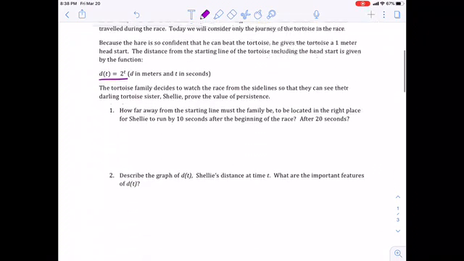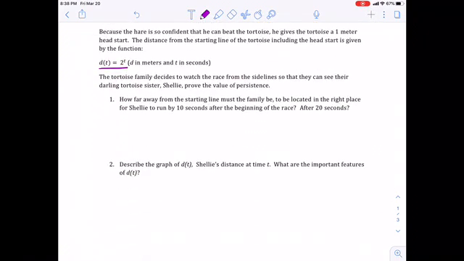So it starts out with this story about a tortoise named Shelley, and her family is coming to watch her run the race. First question, we want to know if the family wants to see her 10 seconds into the race, how far away should they stand? And if they want to see her 20 seconds into the race, how far away should they stand? So we're going to start with the 10 seconds.